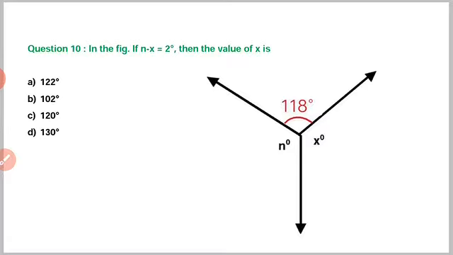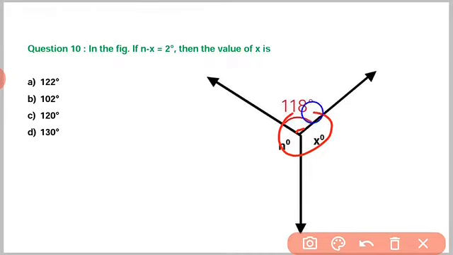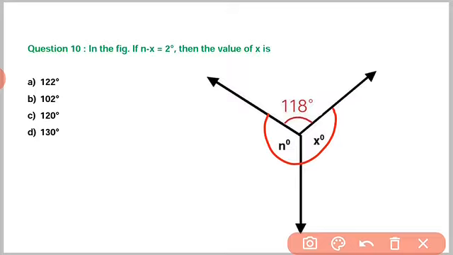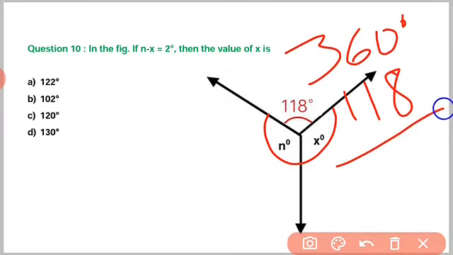In the figure, if n minus x is equal to 2 degree, then the value of x is, see, we know the total sum of all the angles around a point is 360 degree. So we know only this angle. So what will be the rest of the angles? It will be equal to 360 degree minus 118 degree. So what is the answer when we subtract it?